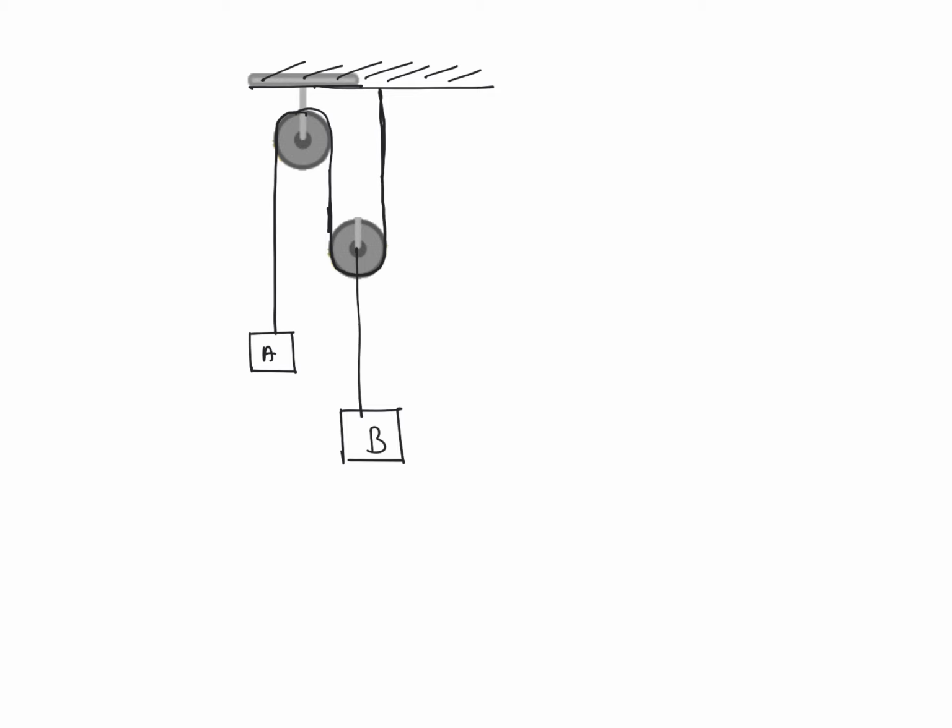Now just consider another example. In this, let's say this block A is moving in the downward direction with an instantaneous velocity, take it as VA. If the block is moving downward, this string will move downward, so the string on the other side will move in the upward direction. So this pulley will move in the upward direction, and that pulley is connected with this block B. So this block B is going to move in the upward direction with a velocity, take it as VB.